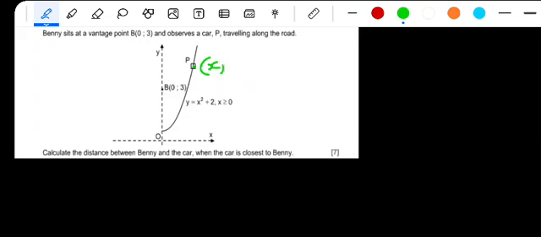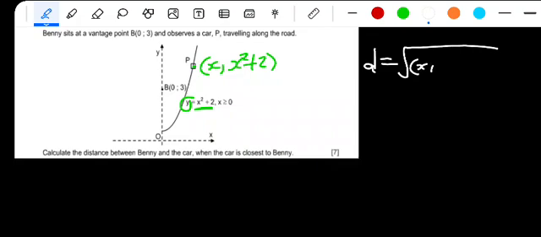But note, they said y is equal to that, so we can let y be x squared + 2. That is the coordinate of P. Now we can apply our distance formula: x2 minus x1 squared plus y2 minus y1 squared. That is why you are supposed to apply the distance formula.